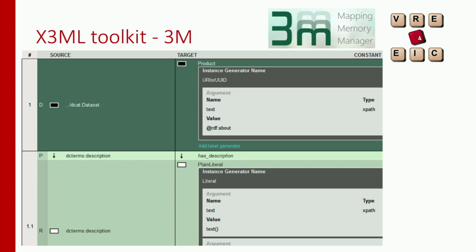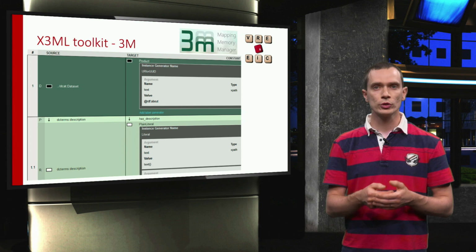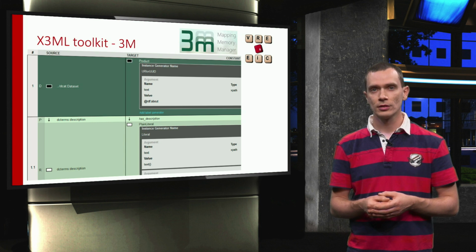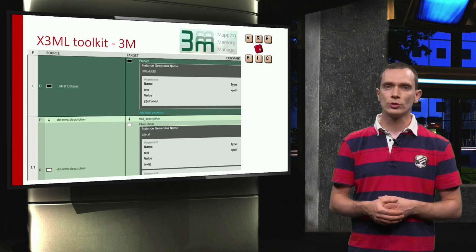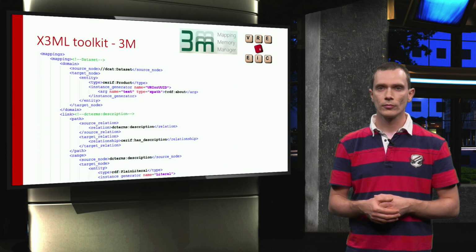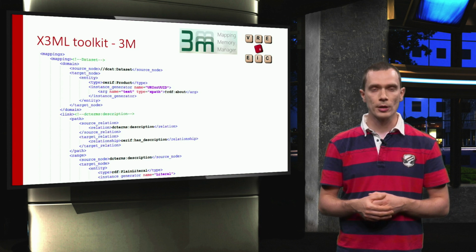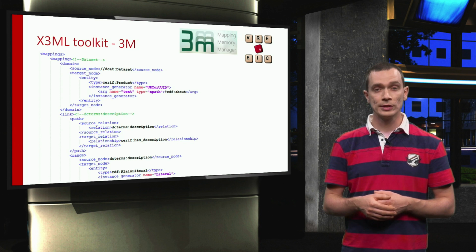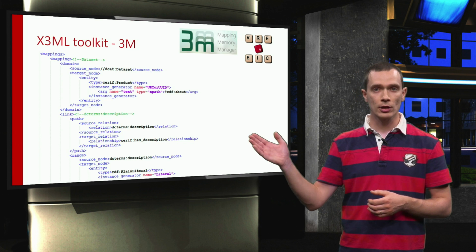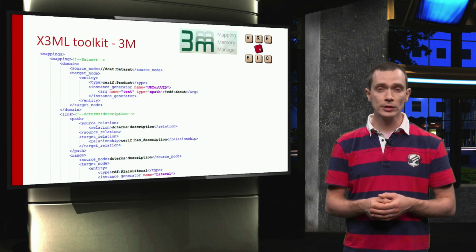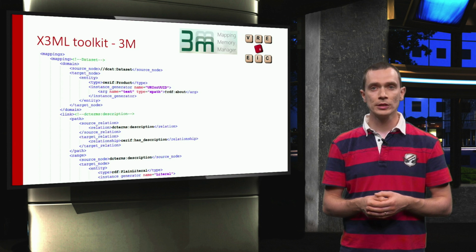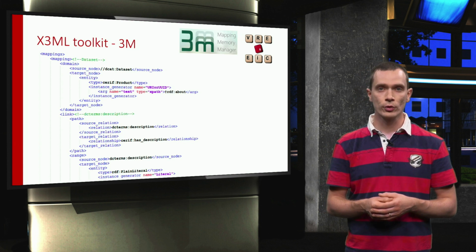Once the matching has been described, the generators must be set. Generators allow 3M to know how to build the values, like URIs for example, or get them from the source using XPath. Various generators are built in to solve most of the cases. These three steps are the basic ones to describe a matching using 3M. This description is stored using X3ML, the specific language of the toolkit, and is used by the X3ML engine to automatically map source records to the target formats.